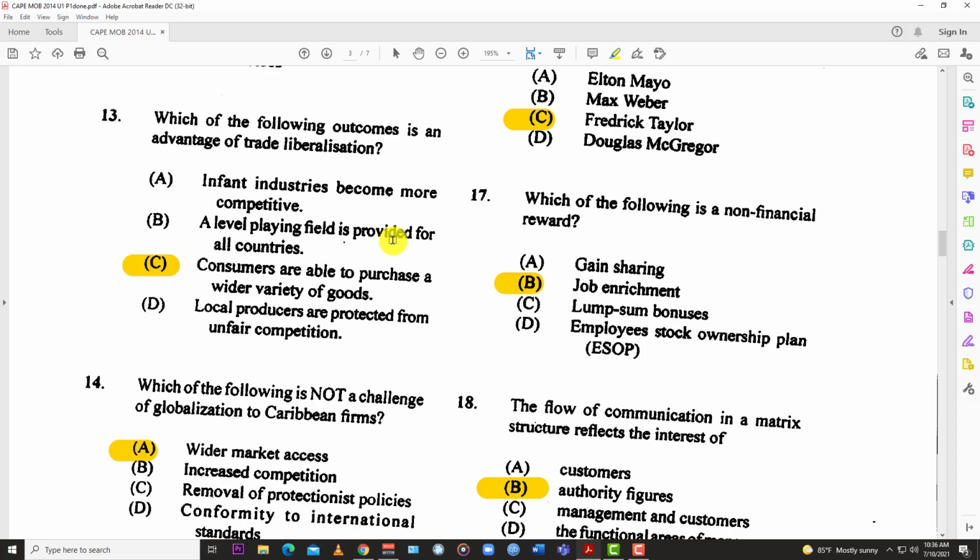So the best answer here is C. Customers are able to purchase a wider variety of goods. That's the only advantage on that list. Right? So that's why it's C.